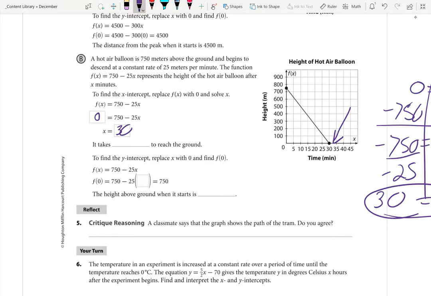And you can just double check, you plug in 30 here. To find the y-intercept, of course, we already knew this. To find the y-intercept, you plug 0 in for x, you end up with 750. But again, we already knew that at the start of the problem because it said, hey, you're starting at 750 meters above the ground.